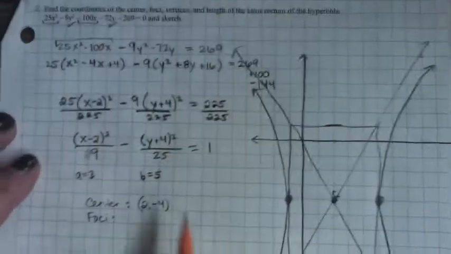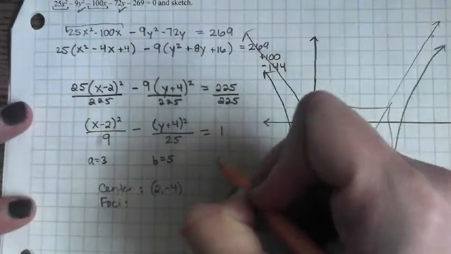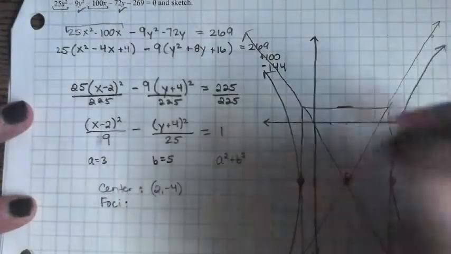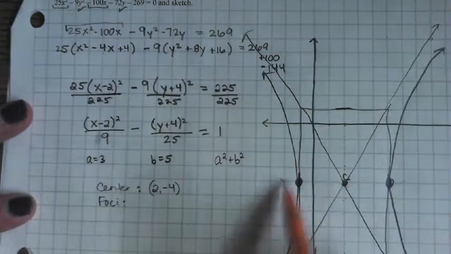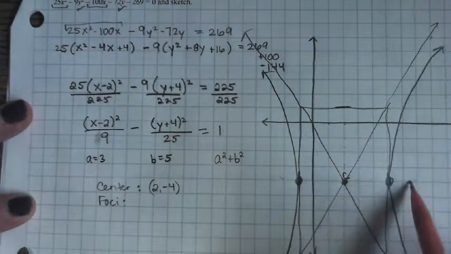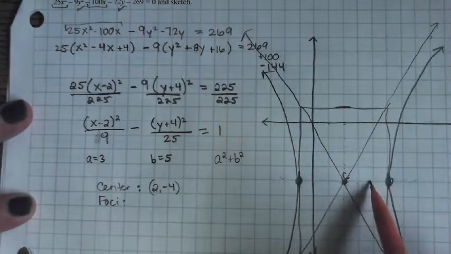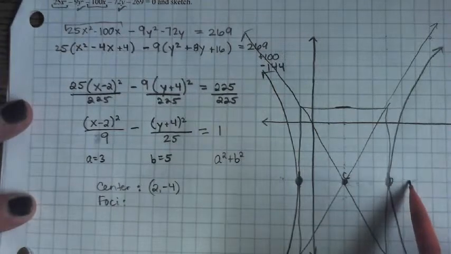Now the formula for foci is a squared plus b squared equals c squared. It really does mimic the... I know the foci are going to be here and here somewhere. They're going to be inside the bowl and inside the bowl over here. But I need to find c, their distance from the center. So if the vertices are 3 units away, it should be a little more than 3.